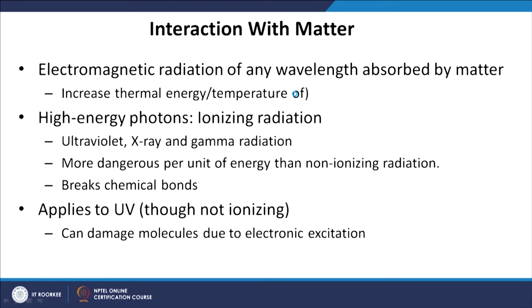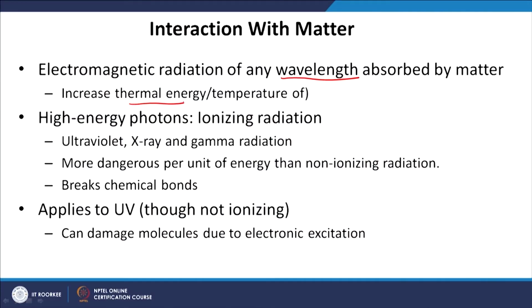Now, how does this radiation interact with matter? Electromagnetic radiation can be absorbed by matter, whether it is solid, liquid or gas. All the wavelengths, that means starting from X-rays to radio waves, can be absorbed by matter, and the manifestation of this absorption of radiation will be the increase in internal energy of the matter. So, it increases the thermal energy or temperature of the matter.